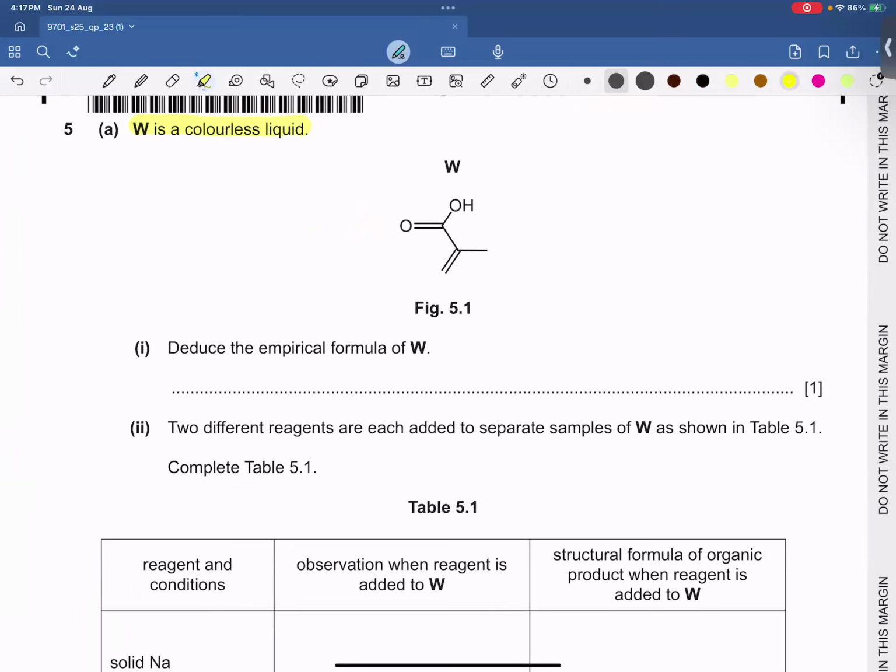W is a colorless liquid. Deduce the empirical formula of W. First of all, let's find out the molecular formula of W. 1, 2, 3, and this one is 4 carbon atoms. Count hydrogens. 3, 4, 5, and this one is 6 hydrogen atoms. How many oxygen? 1, 2. 2 oxygen atoms. So this is the molecular formula of compound W. If we need to find out the empirical formula, we need to halve it. So it's going to be C3. Oh my goodness, C2H3O. So that's the empirical formula of W, which is half of the molecular formula.